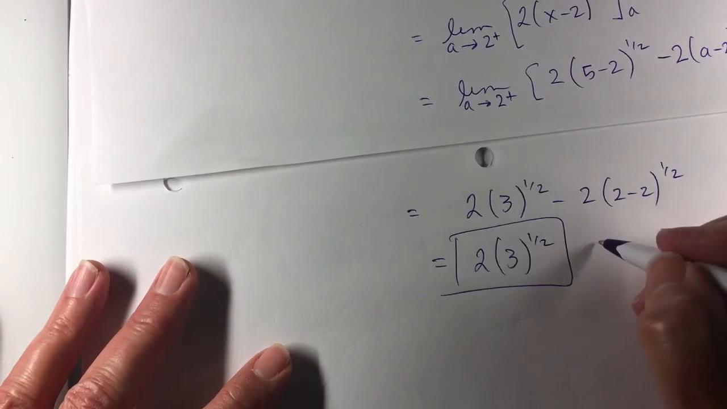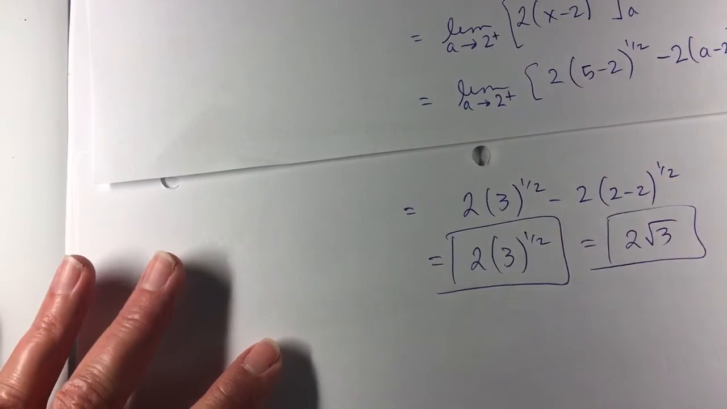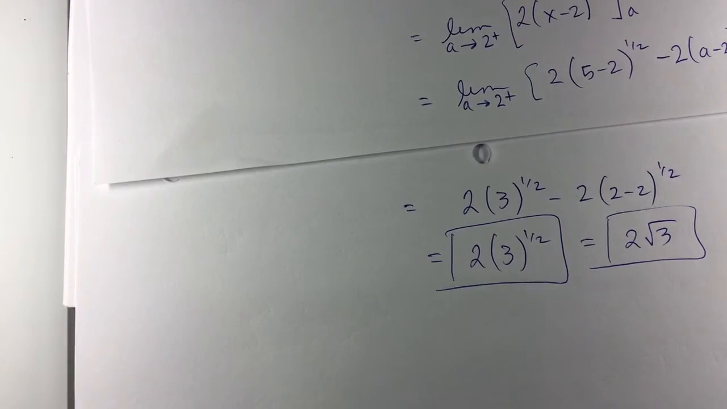You can leave it like that. You can write 2 times the square root of 3. And then, converge or diverge? Converges.